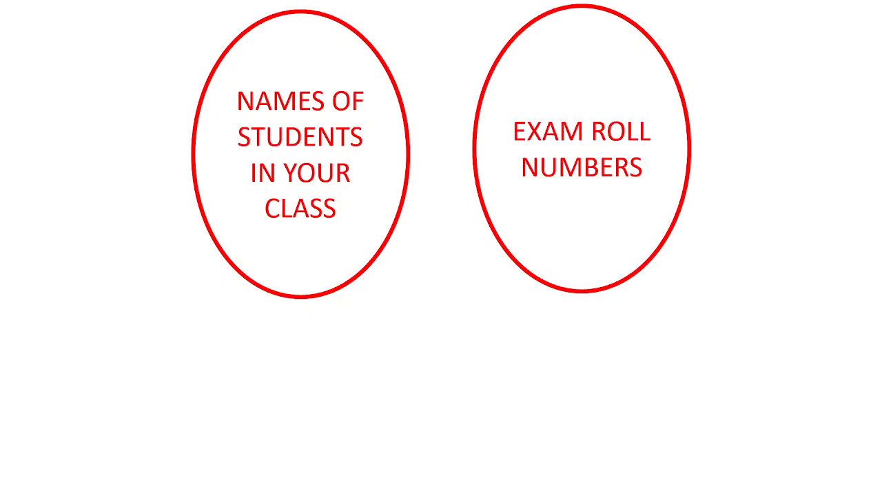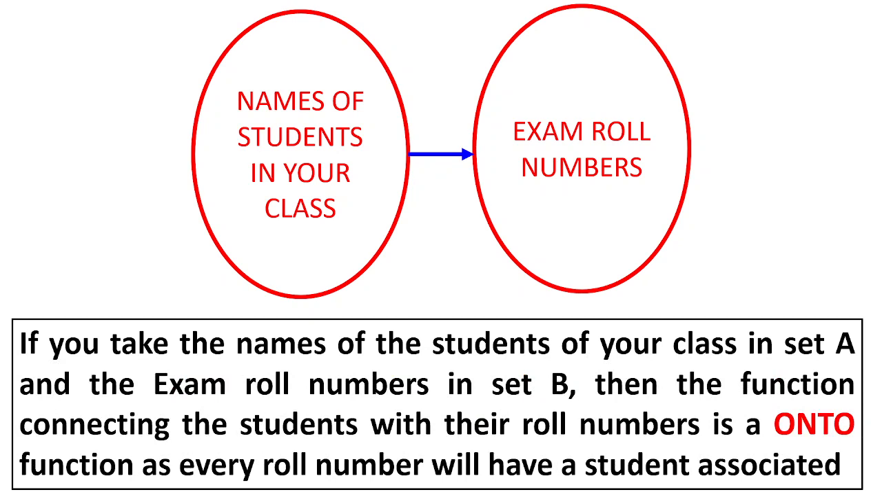A better example is the name of the student in your class and an exam roll number. You know that if there are 150 children, there will be 150 roll numbers. Therefore, every roll number will have a student name attached. So the function connecting the students with the roll numbers is onto, as every roll number will have a student associated with it. Well, this is a better example for 1-1 and onto, because every student will have a unique or individual roll number, and every roll number will have at least one student associated with it. 1-1 and onto. Good.